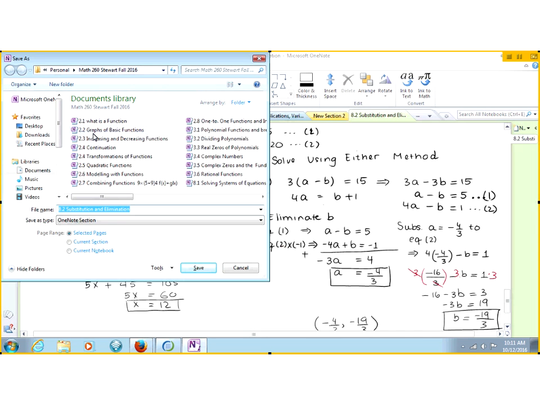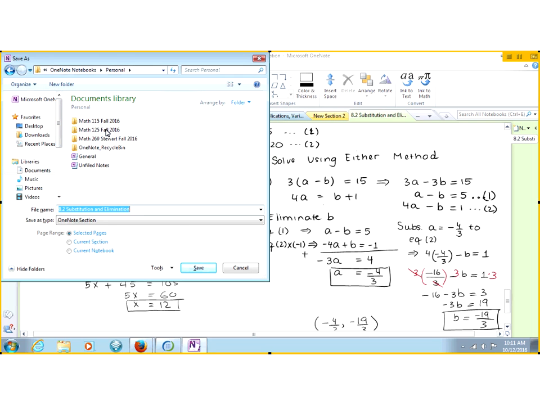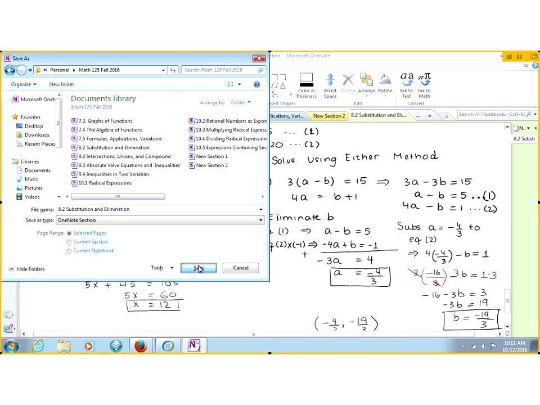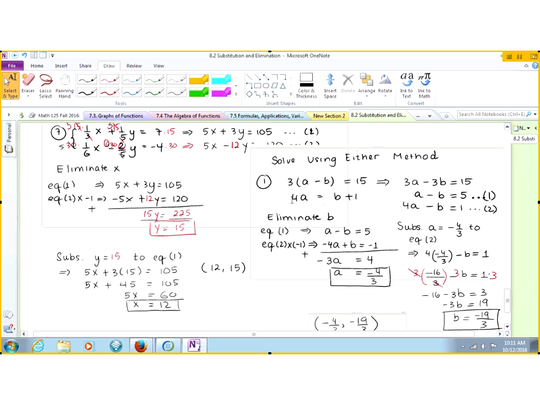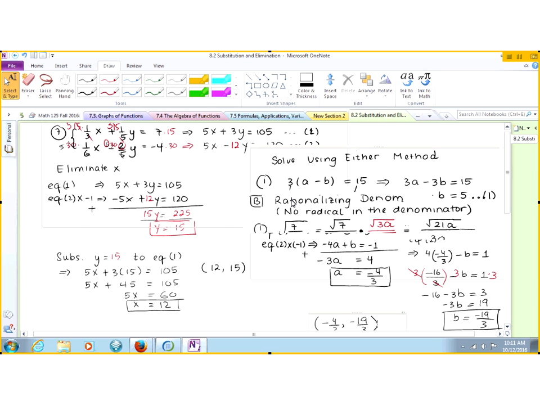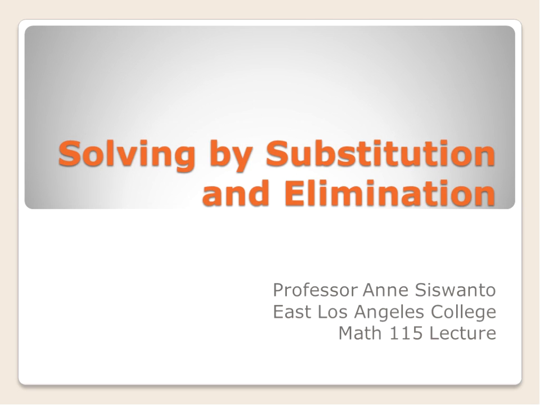File, save. This is 8.2. Okay guys, see you tomorrow. Done with 8.2, so we're done with 8.2 substitution and elimination. Tomorrow we have a quiz.